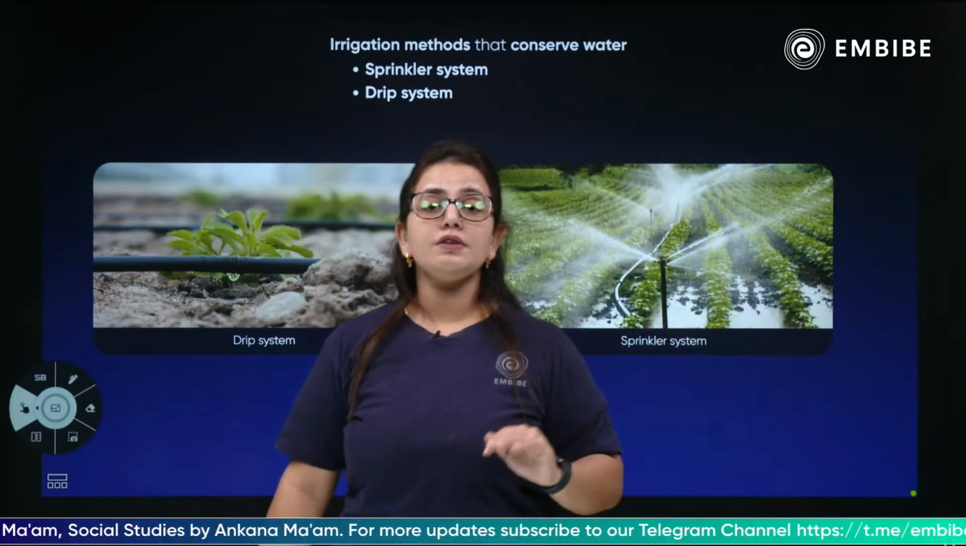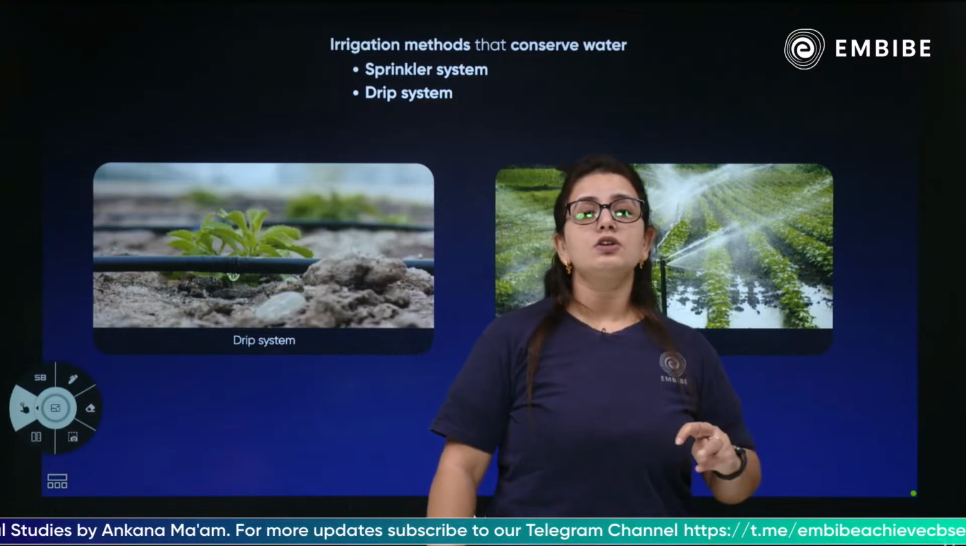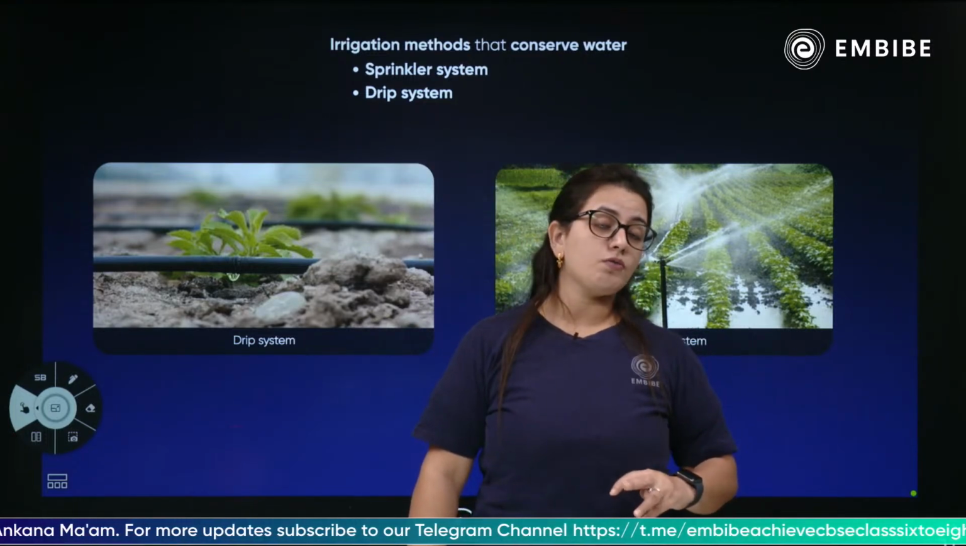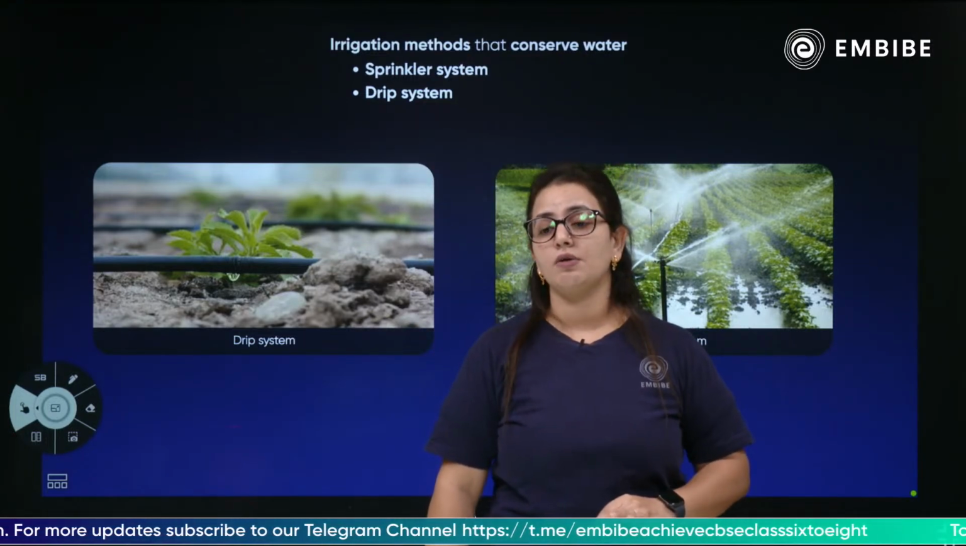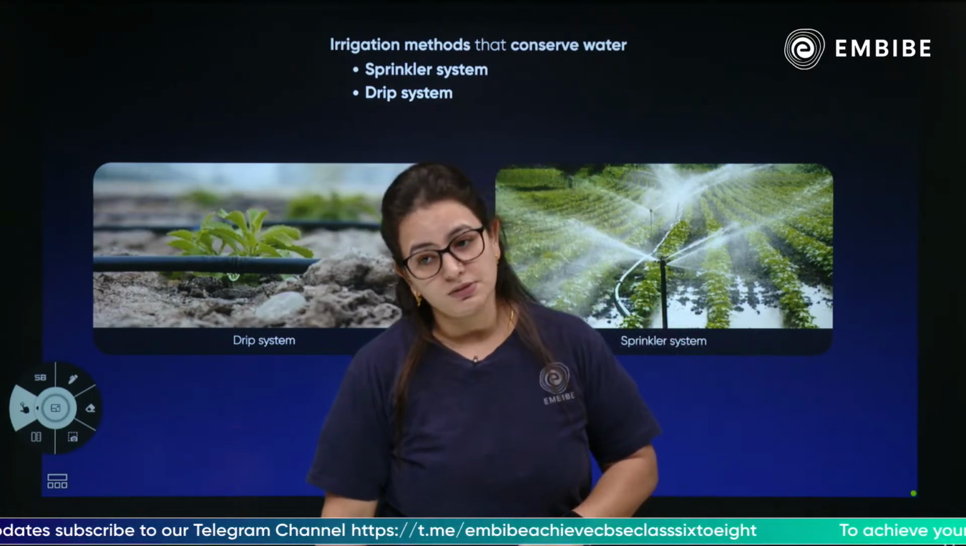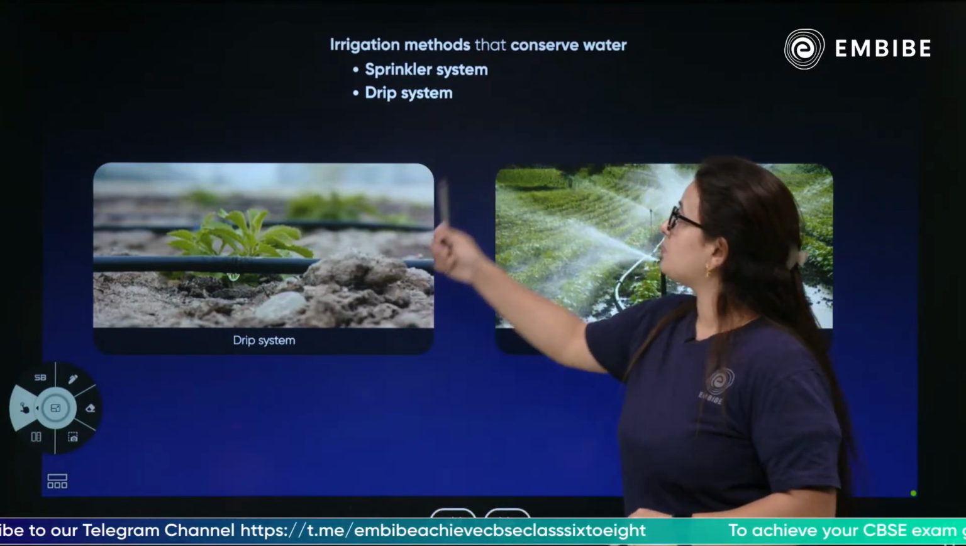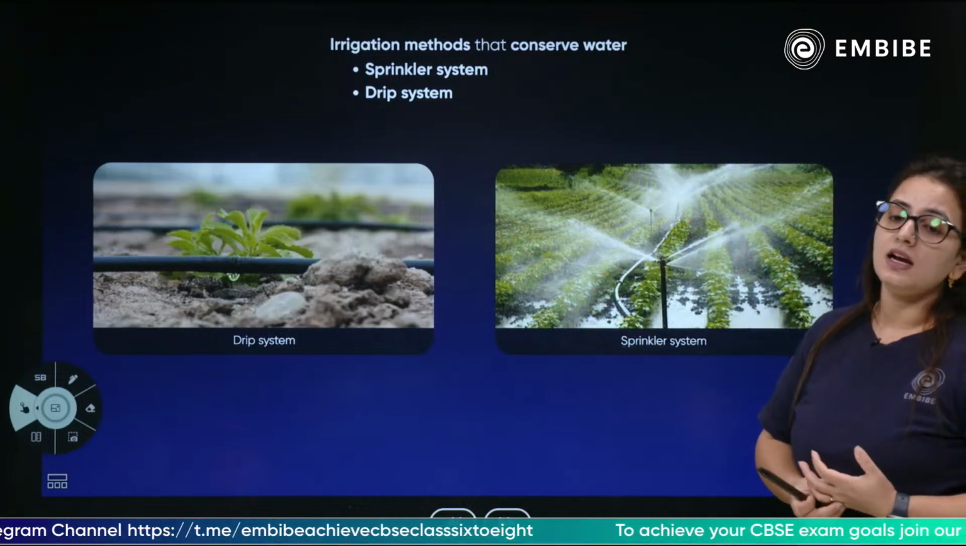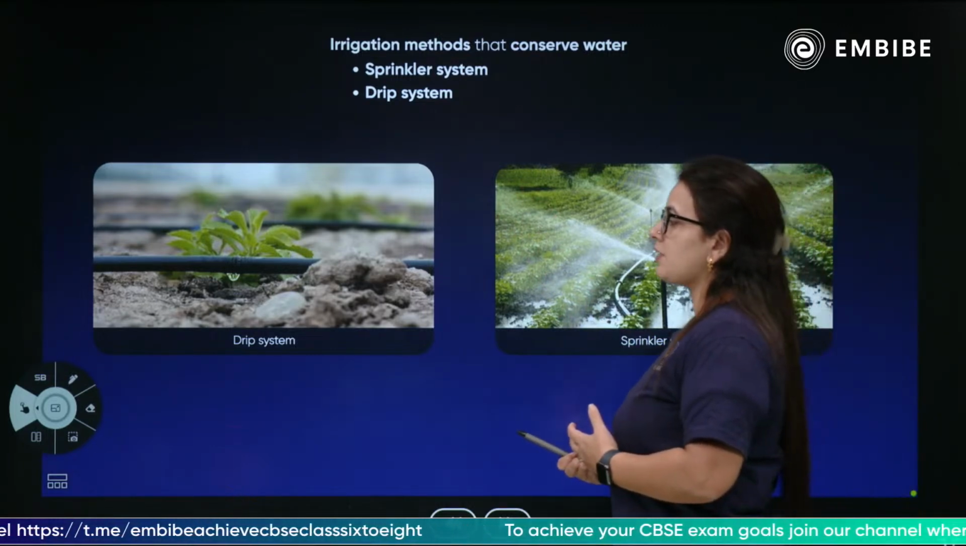We have two different methods to give enough water to the crops at regular intervals. One system is the sprinkler system, the other is the drip system. Let's talk about each one of them.